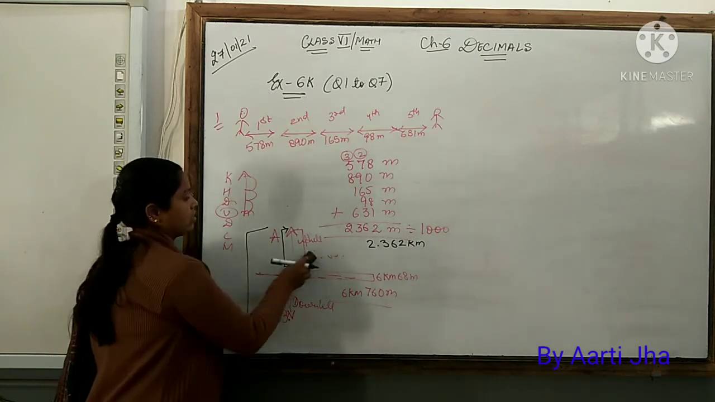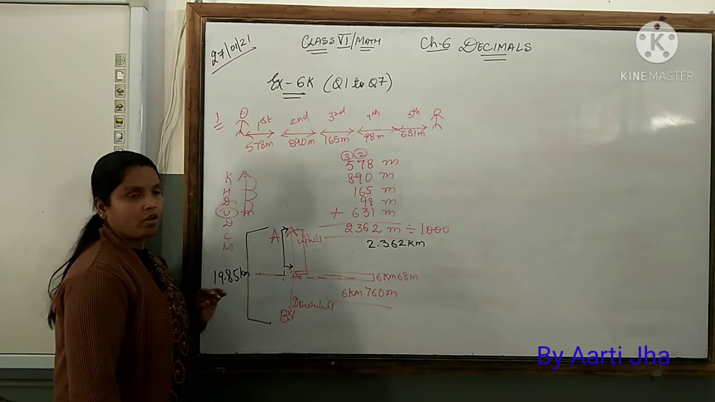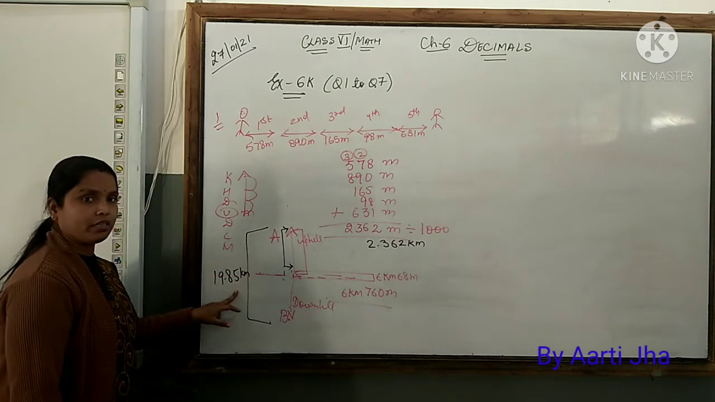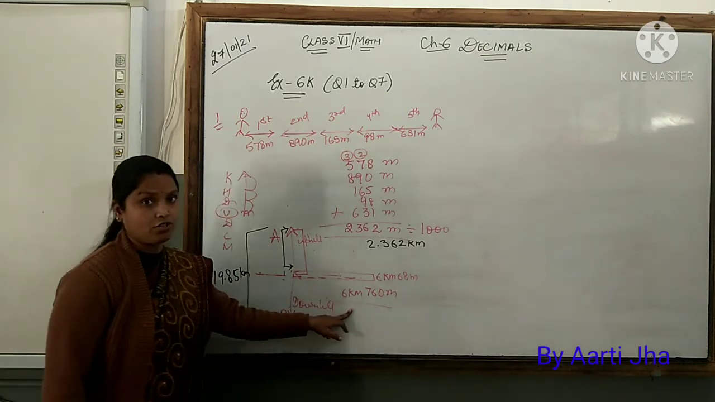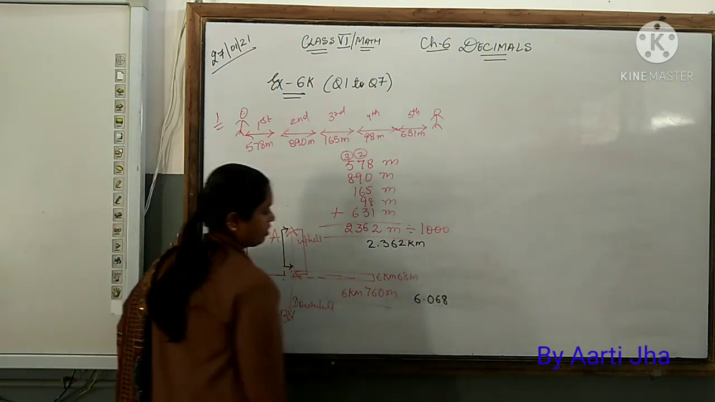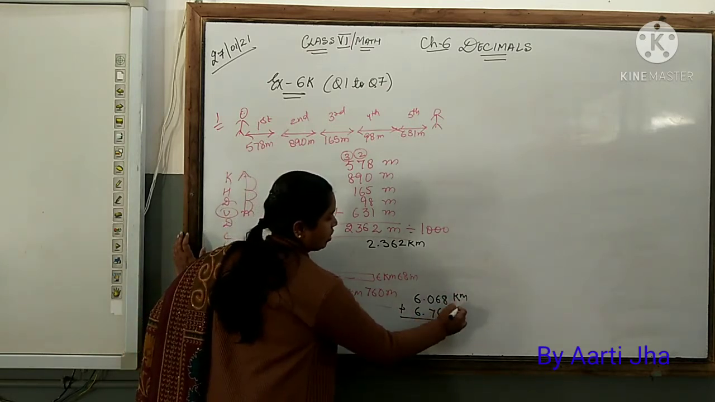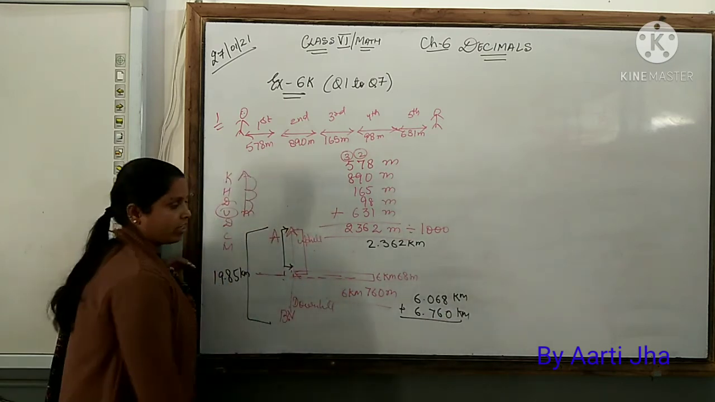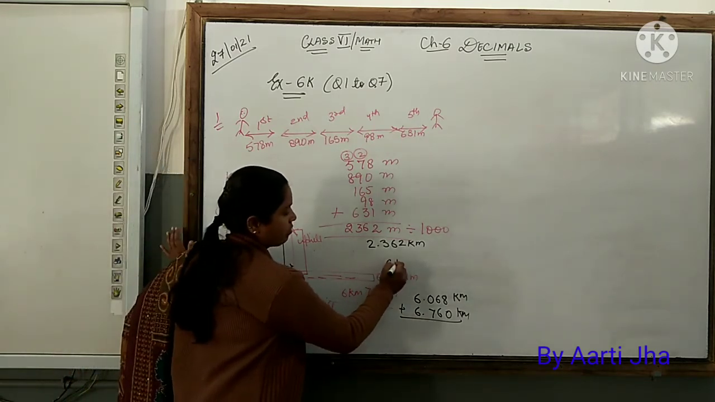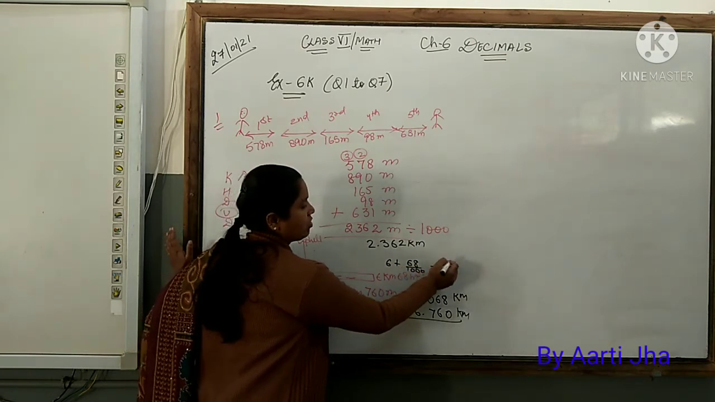And what is the total distance, children? Total distance is 19.85 kilometers. So when you add these two, you should bring them into kilometer. Now this is 6.068 and this is 6.760. I am writing these in kilometer. How did I get this? This is meter. To change meter into kilometer, divide by 1000. So this is 6 plus 68 divided by 1000. 3 zeros are there.